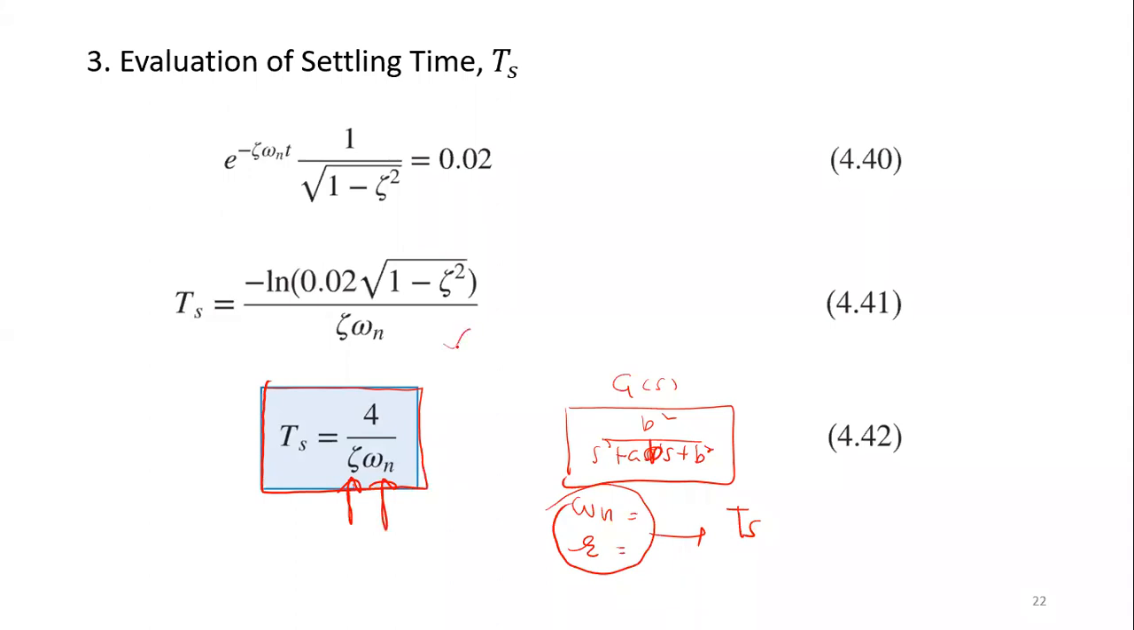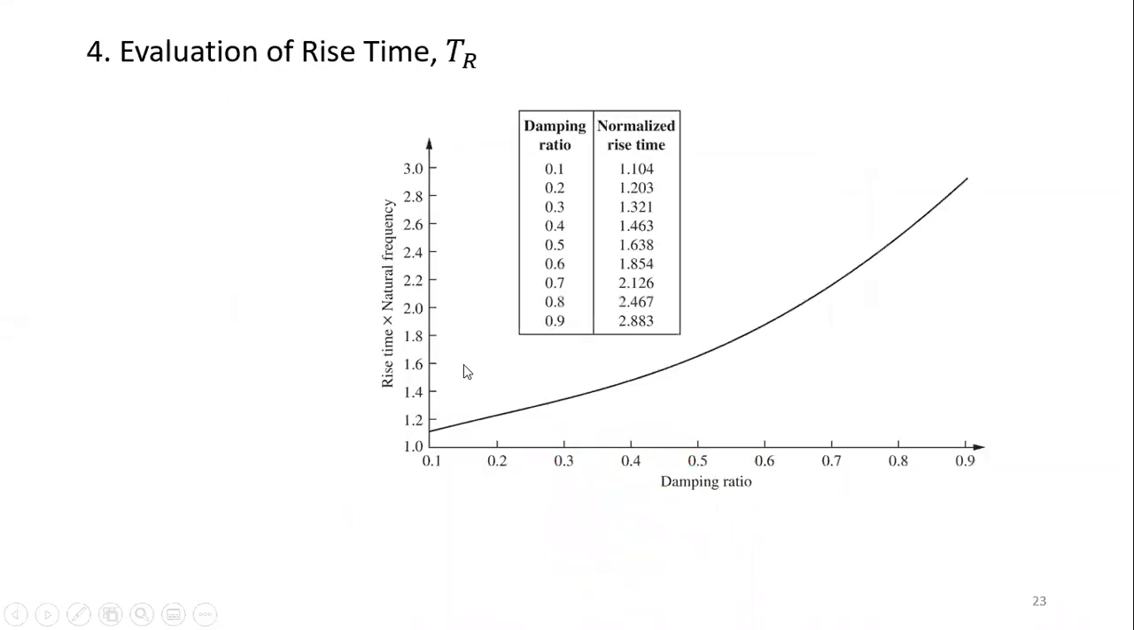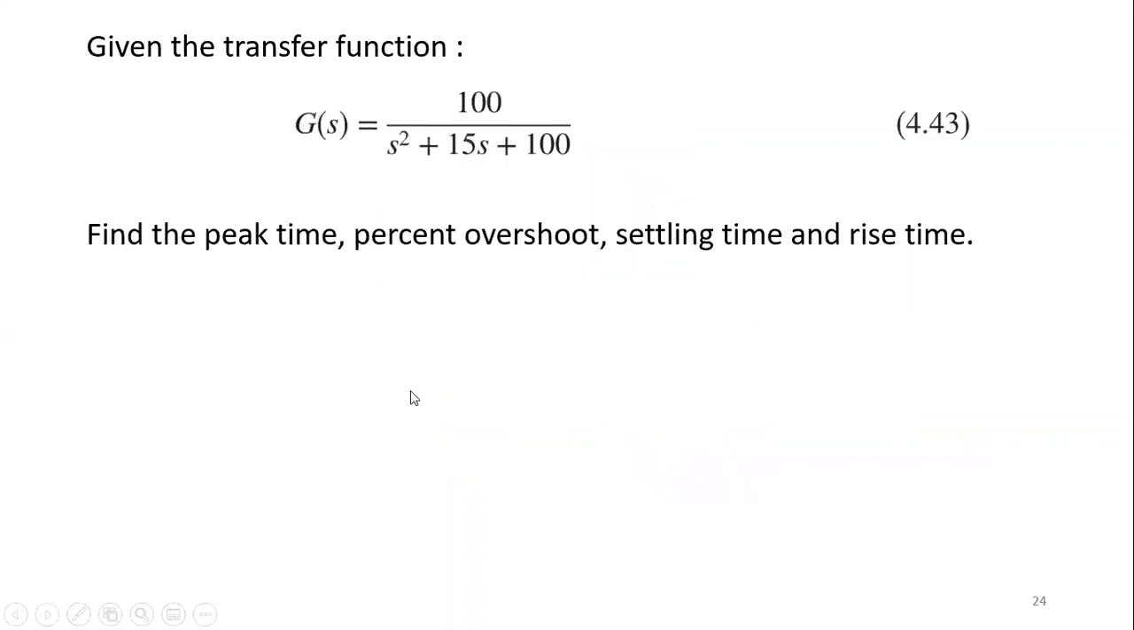Well, you have lots of formulas. So this is another one: how do we evaluate the rise time? The rise time is based on the damping ratio, and the curve here is what's required for you. For example, if you have a damping ratio of 0.2, it will be this value. As the damping ratio increases, you can see that the rise time will decrease. So this is an exercise.